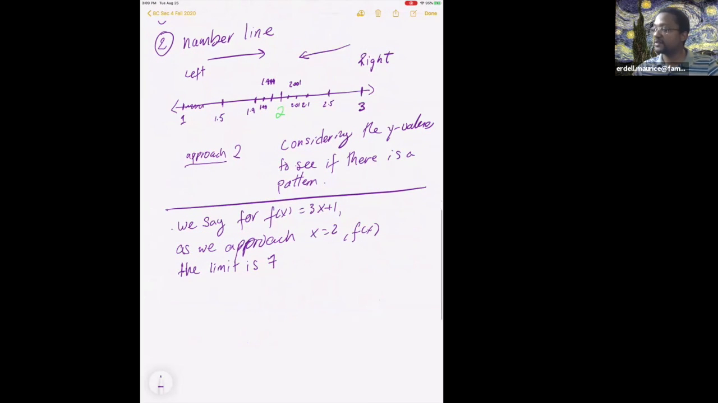A shorthand for this long statement right here is as x, oh, I'm writing the word as. Someone's calling me. We say as x approaches 2, y approaches 7. As mathematicians, we have a knack for making these things as short as possible.